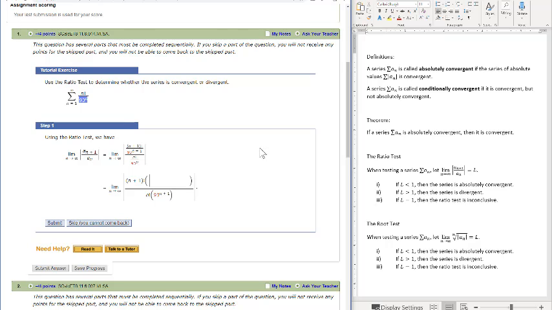So the ratio test tells us that if we take the ratio a sub n plus 1 divided by a sub n, so that's two consecutive terms, take the absolute value of that and take the limit, and whatever we get there is L. If that number is less than 1, then it's going to converge. If it's bigger than 1, it's going to diverge. And if it's equal to 1, we have no conclusion.